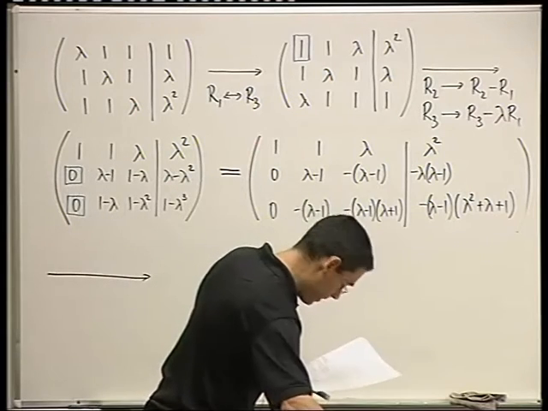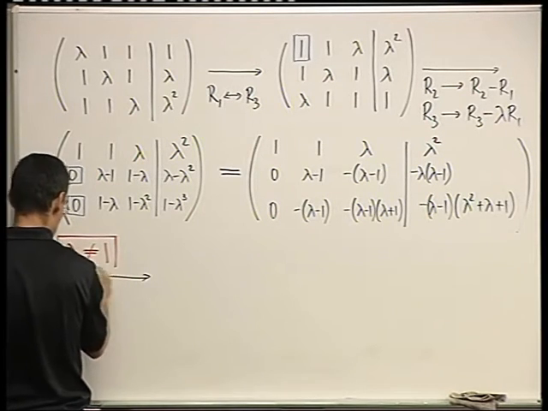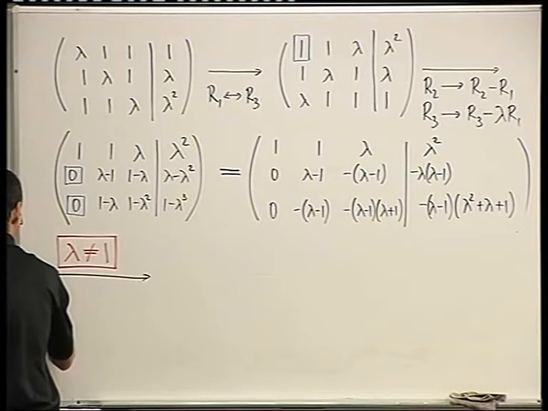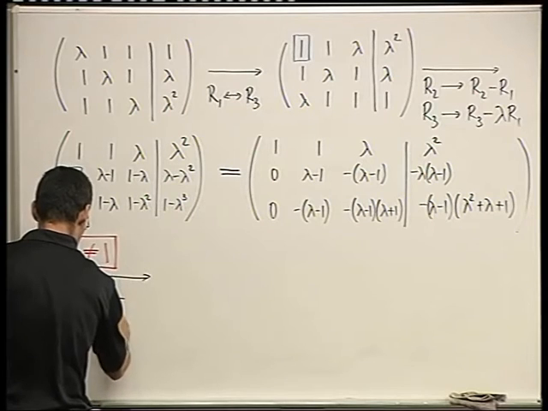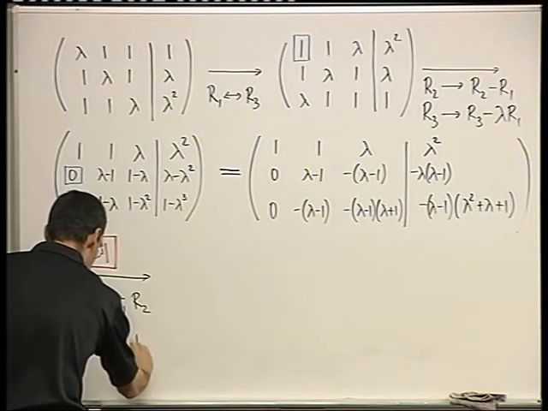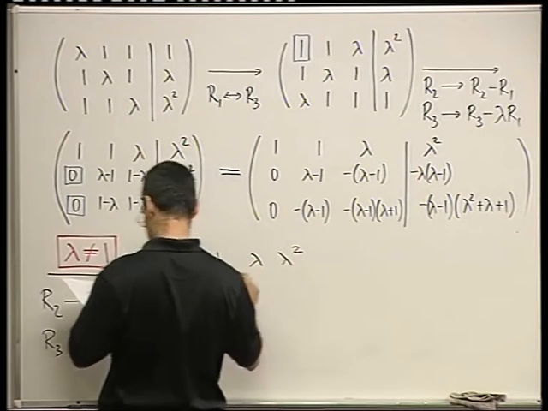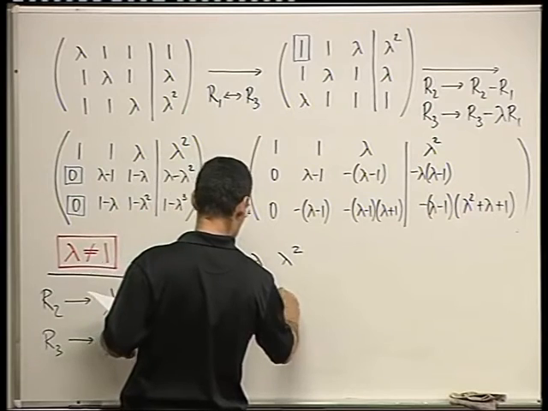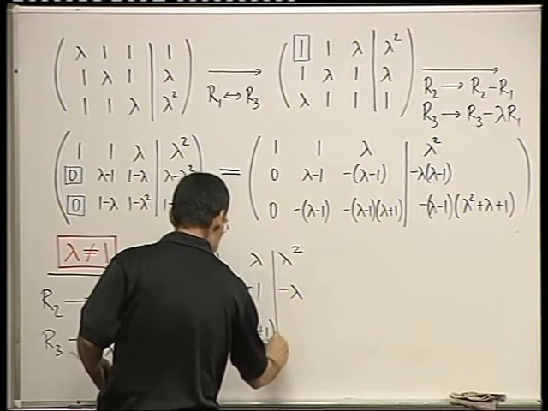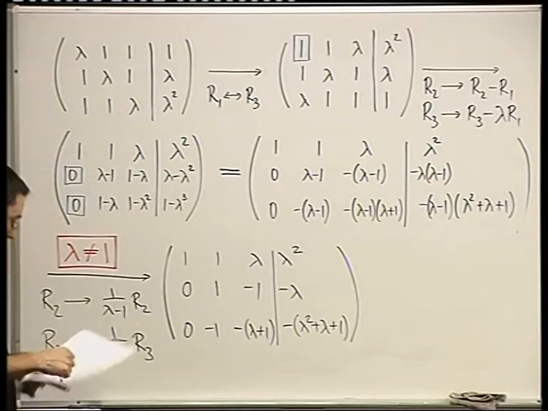Okay, so let's write it like this. And let's maybe use red, so this is going to be the first case. If lambda is not 1. Okay, and I'm writing it in red, remembering that I have to handle the other situation separately. So if lambda is not 1, I can replace R2 with 1 over lambda minus 1 R2, and in the same step, let's do it for R3, R3 with 1 over lambda minus 1 R3. And what we get is 1, 1, lambda squared, 0, 1, negative lambda, and 0, negative 1, negative lambda plus 1, and negative lambda squared plus lambda plus 1. Do you agree?